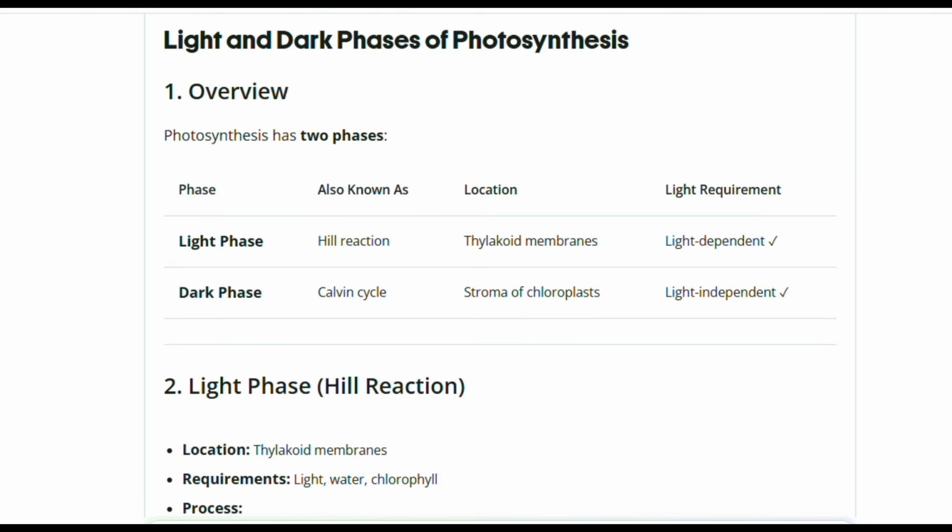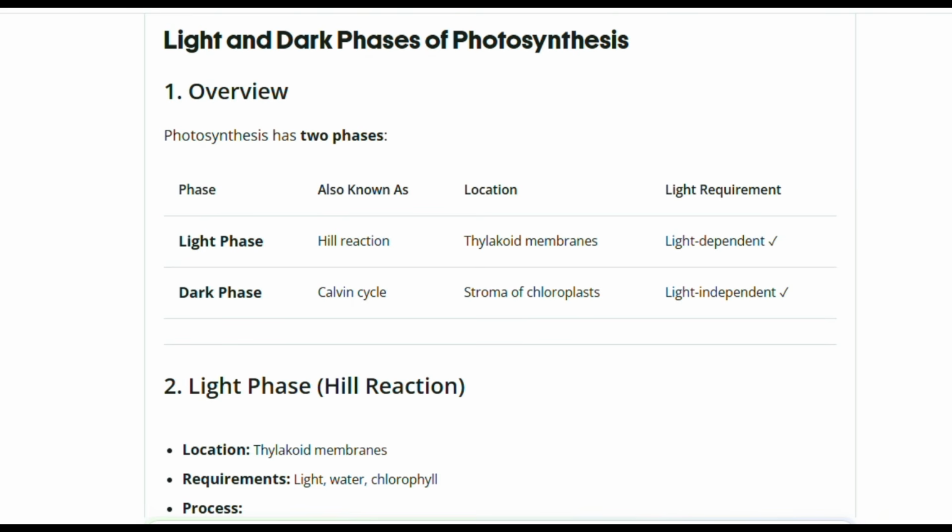One overview, photosynthesis has two phases. So there is the light phase and the dark phase, right? On the light phase, we have this kind of table that we made here to just look at the whole thing, how the light phase and the dark phase differ. But before we look at this, let's look at your textbook.